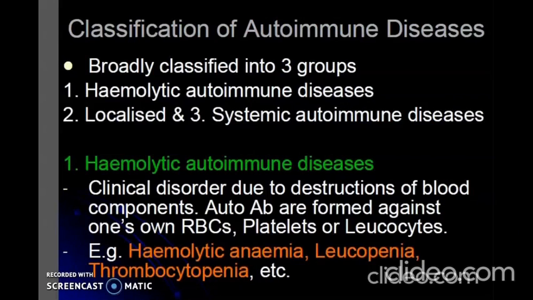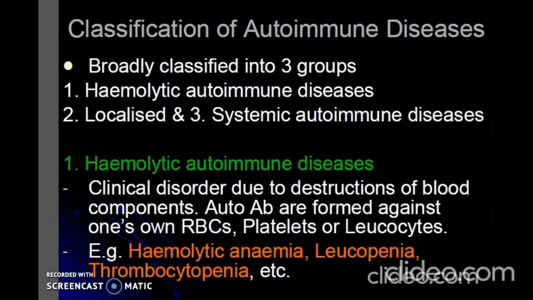In this session, we are going to see the major classification of autoimmune diseases. They are classified into three groups. The first one is hemolytic autoimmune diseases. The second one is localized autoimmune diseases. And the third one is systemic autoimmune diseases.